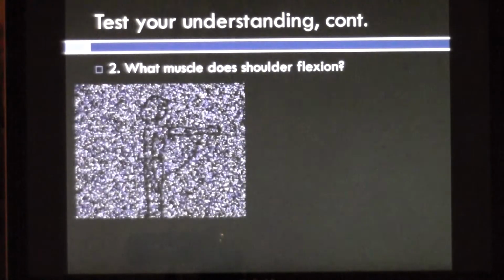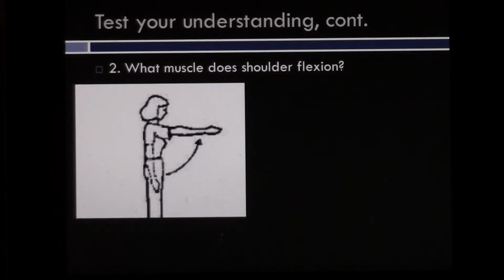Okay, let's try another one. So what muscle group does shoulder flexion? So here's that picture again of shoulder flexion. What does shoulder flexion look like? Remember, shoulder flexion is that weird one where normally you can use the word bending for flexion, but it doesn't work at the shoulder because who on earth would call that bending your shoulder?